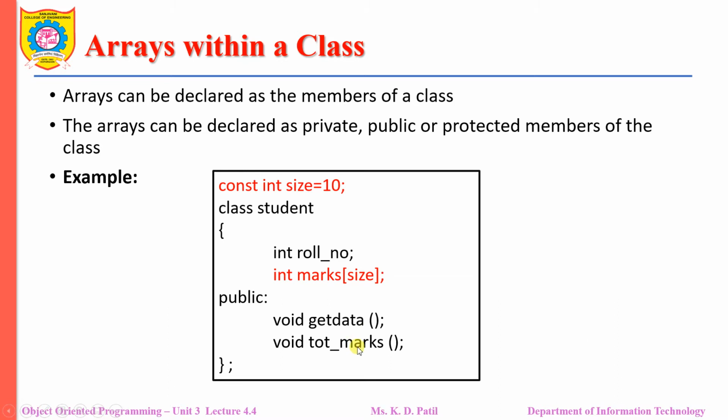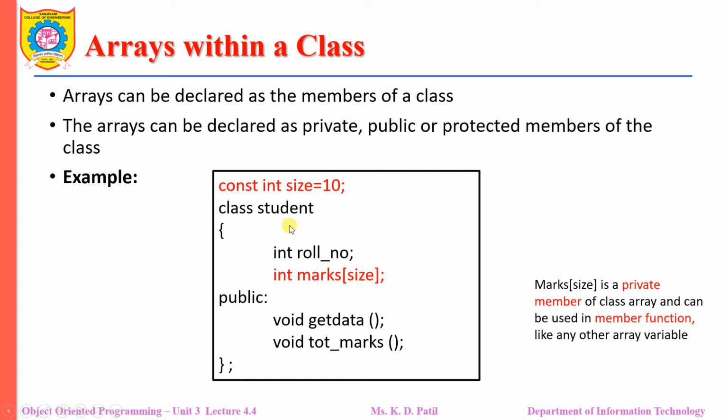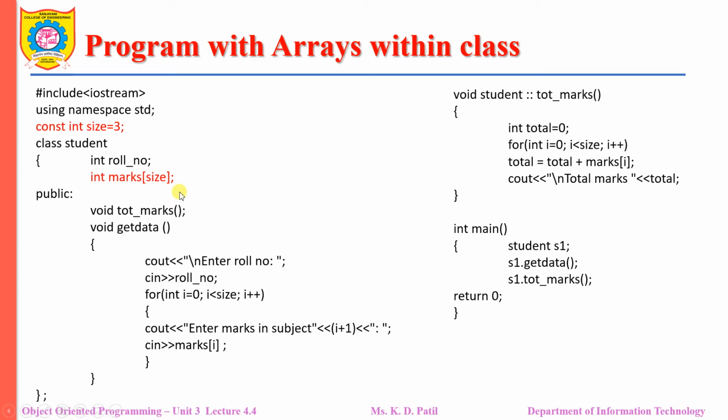The void get data and total marks are the member functions which are declared as public, whereas roll number and marks of size 10 are private members of the class student. Here the marks of size 10 is an array, and we can use the member functions get data and total marks to operate on that array as any other variable.